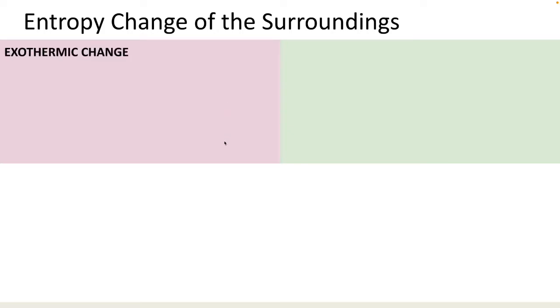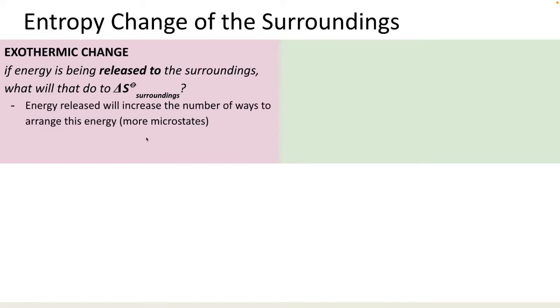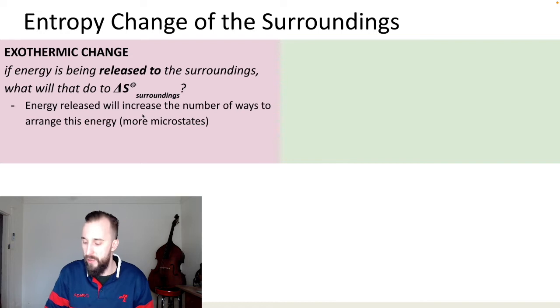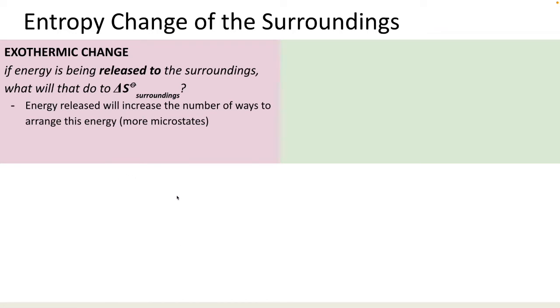Well, it's going to be determined by whether we have an exothermic change, where we're giving off heat, or an endothermic change, where we're taking in heat from our surroundings. If energy is being released to the surroundings, what is that going to do to the entropy of the surroundings? Have a think. Hopefully what you arrived at is that the entropy will increase. We'll increase the number of ways to arrange this energy. Just going back to the relationship between entropy and temperature, which I covered a lot in the previous video, so very much go and revisit that one to consolidate the relationship between those two factors. But yeah, if we're making the surroundings hotter, we're going to increase the number of ways this can be arranged, and we're going to have more microstates.